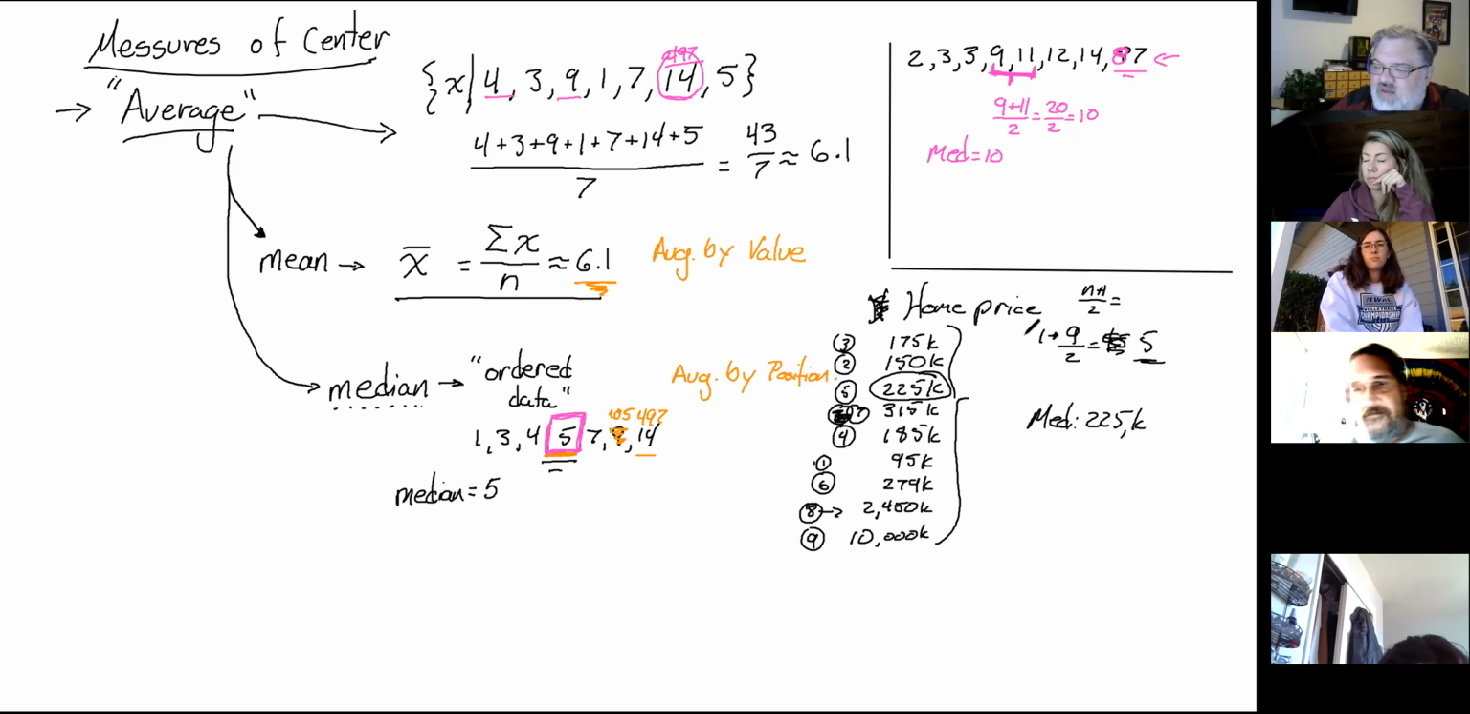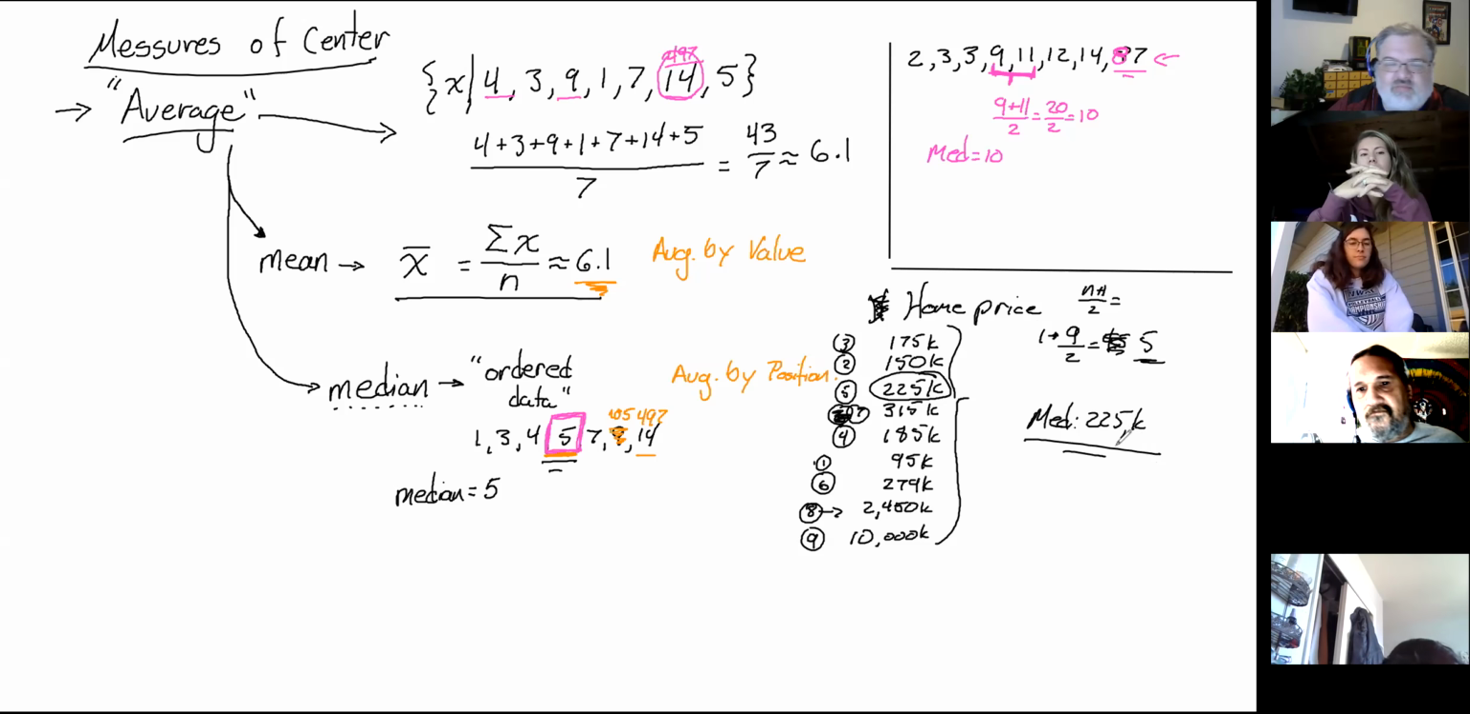$225,000 home. And considering all of these values, this is probably a much better answer to, if you're buying a home in Medford, what's the kind of average price you'd expect to pay? This 225K is probably a much better answer than if we'd found a mean average by adding all these up.